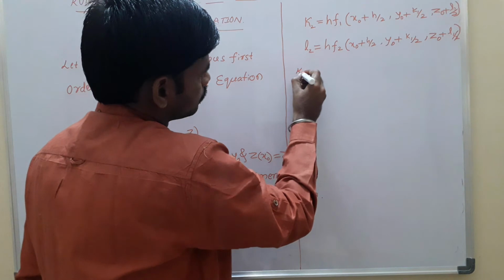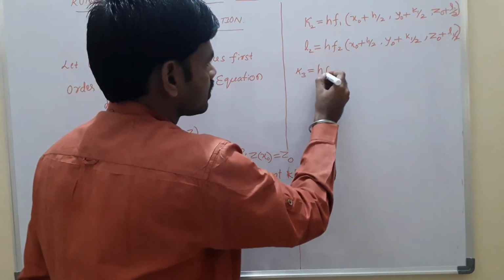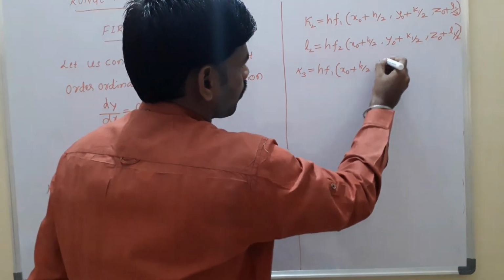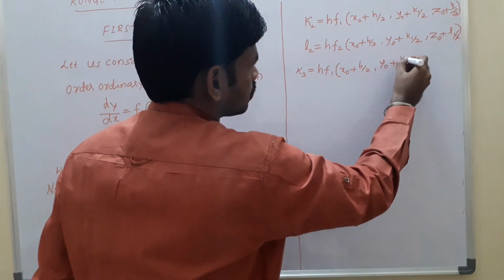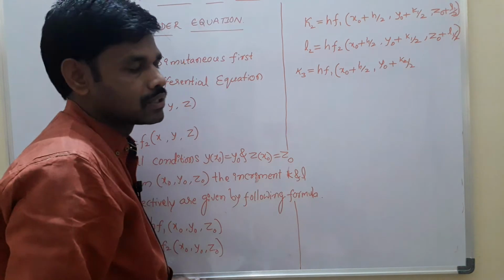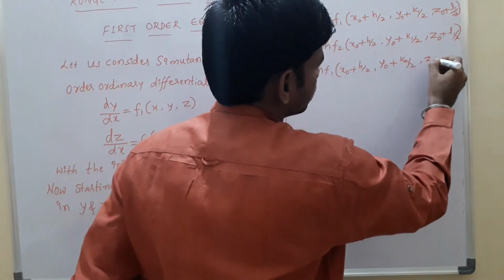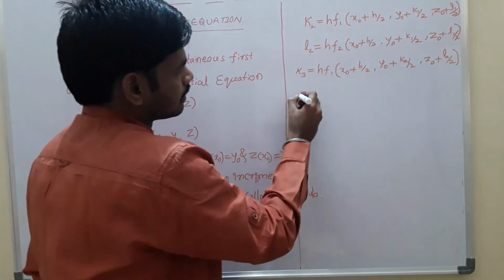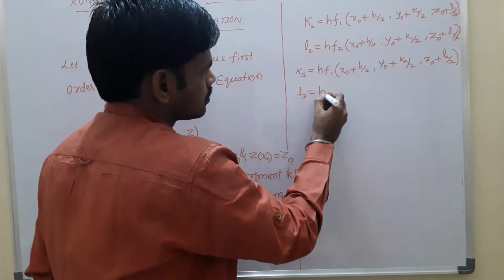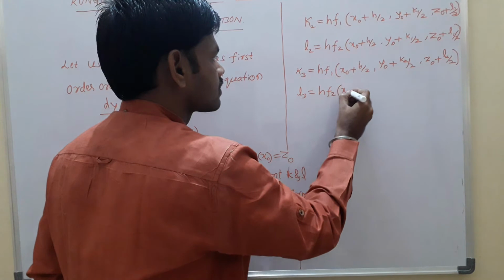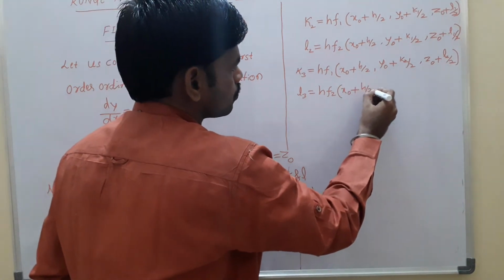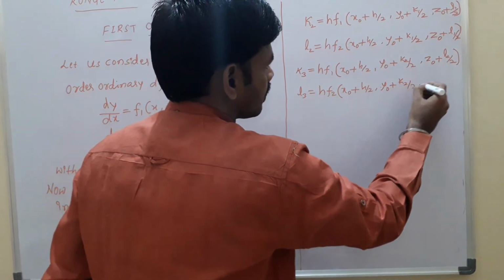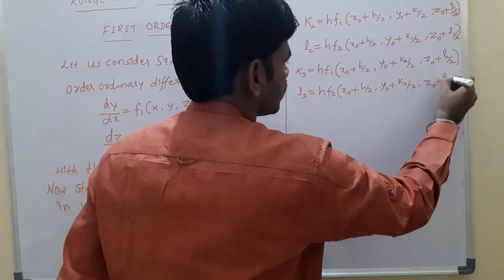and k3 equal to h into f1 x naught plus h by 2, y naught plus k2 by 2 comma z naught plus l2 by 2 and l3 equal to h into f2 x naught plus h by 2, y naught plus k2 by 2 and z naught plus l2 by 2.